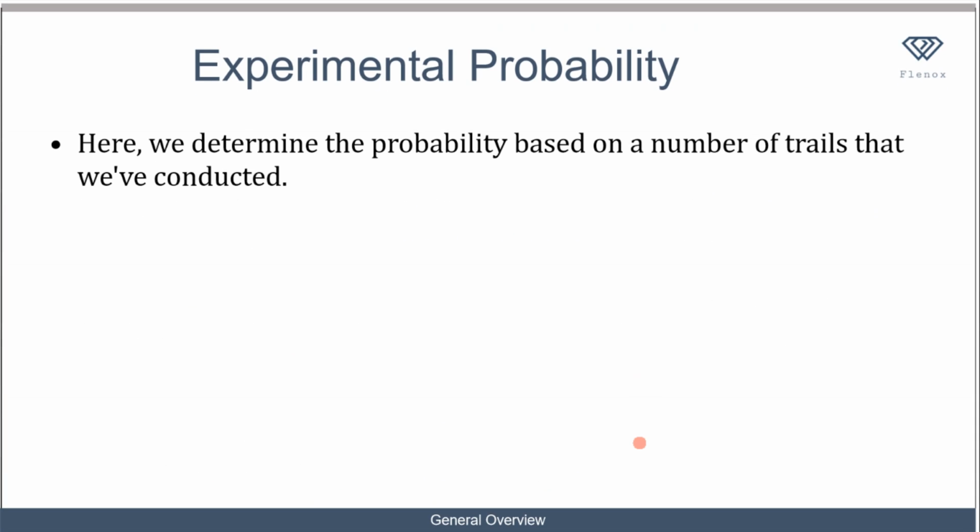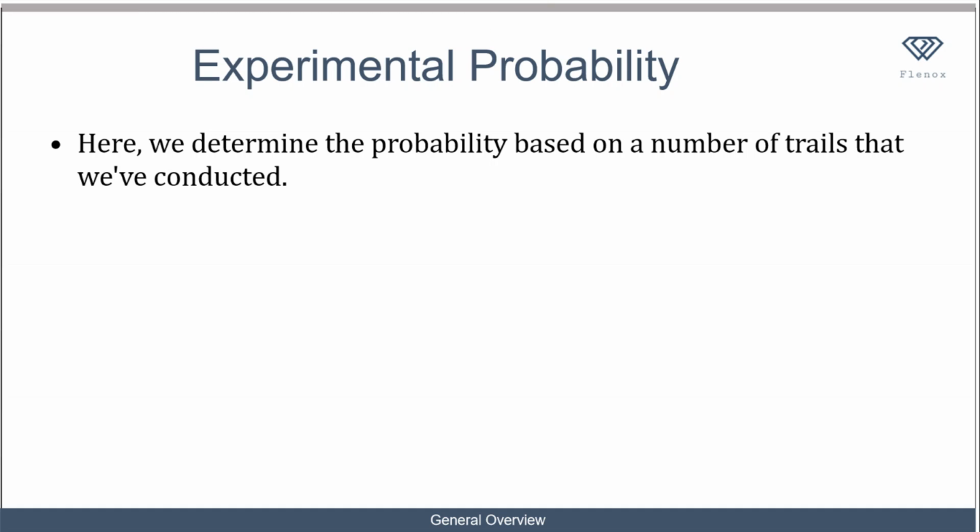So let's move now to the idea of experimental probability. When we were talking about theoretical probability, what we did was use our logic and reason to figure out what the probability will be. But in the case of experimental probability, we don't need to do that. Here we carry out actual experiments, and based on the experiment you carry out, we can determine the probability. So here we determine the probability based on the number of trials that we've conducted.